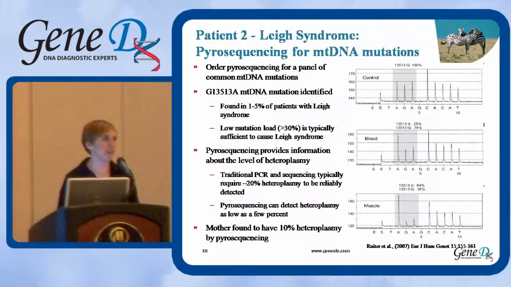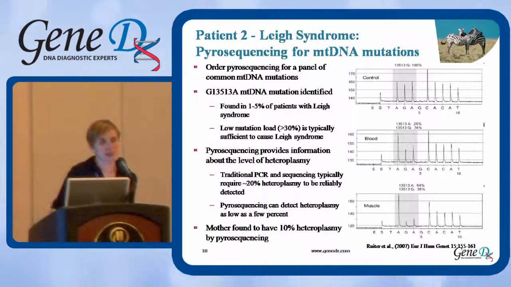And this can, I think, really be of value when you're looking at relatives for carrier testing who may have a very low percentage of the mutant allele, and it may be that their percentage of heteroplasmy for the mutation is so low that it would be missed by traditional sequencing, but it might be able to be detected by pyrosequencing.